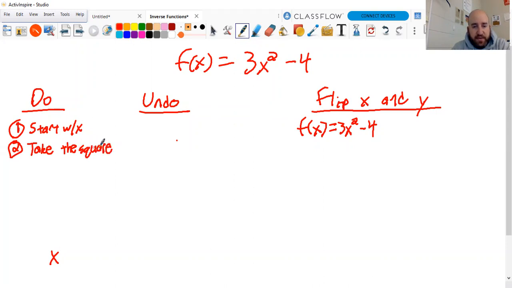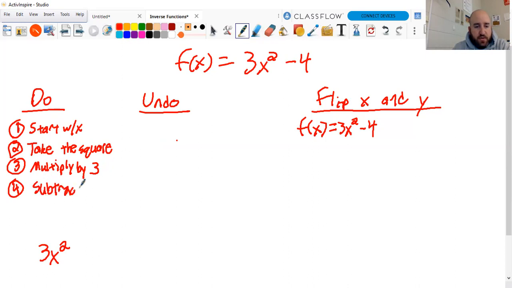Because I'm going to use the same language over here when we take the square root. So I'm going to take the square, put it on there. Multiply by 3. Since it's still x squared, nothing else, I can just stick the 3 out in front as a coefficient. Next step, subtract 4. And end with my function notation, f of x.